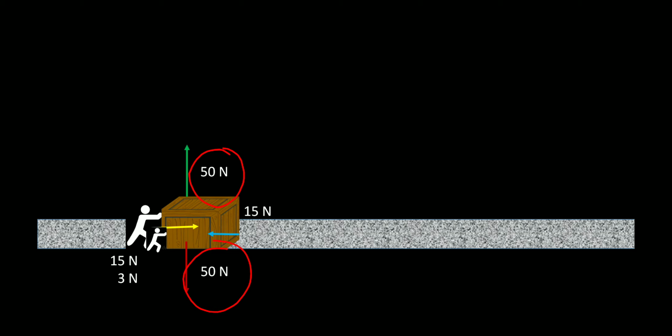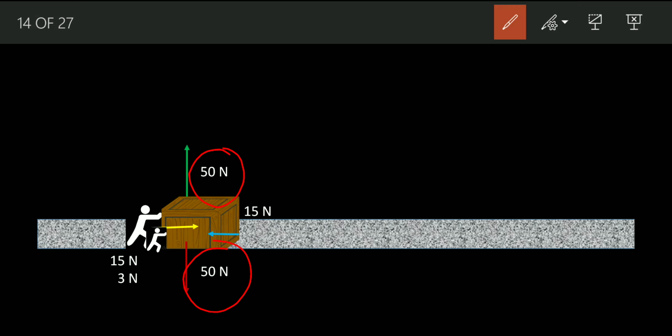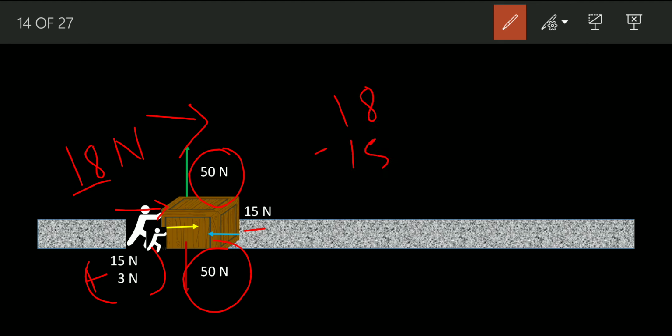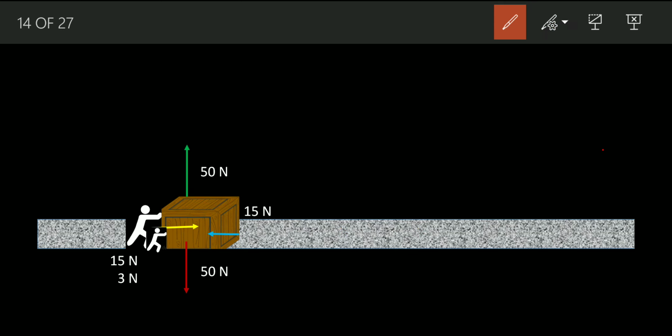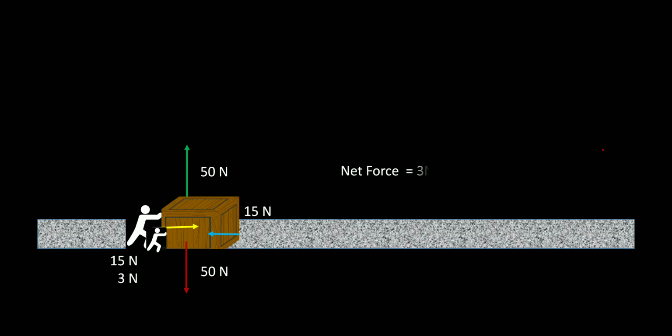So now here, when forces are acting in the same direction, we add the forces. So 15 plus 3, we have 18 Newton force in this direction. And when the forces are opposite, we have learned we subtract forces. So 18 minus 15, we have 3 Newton force in the right direction. So the net force is 3 Newton and the object will move in the right direction.